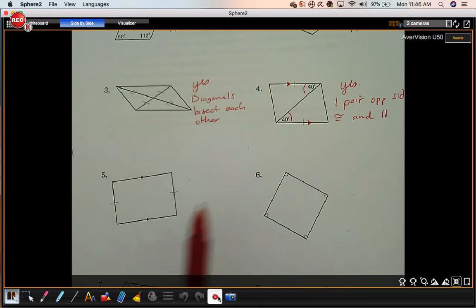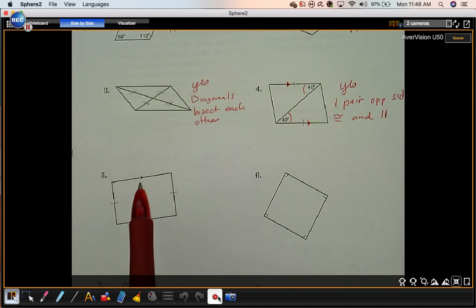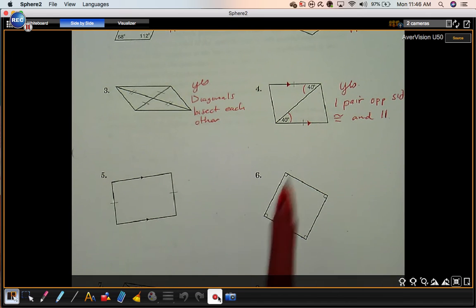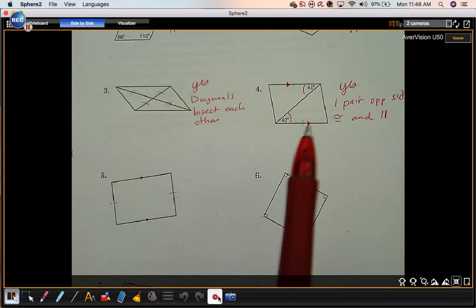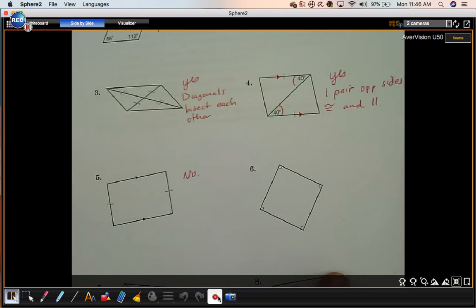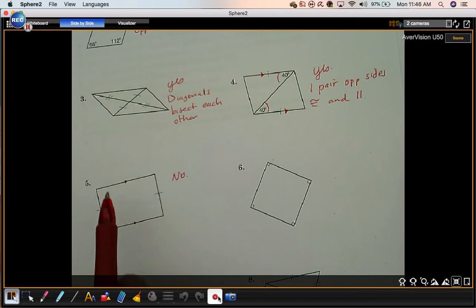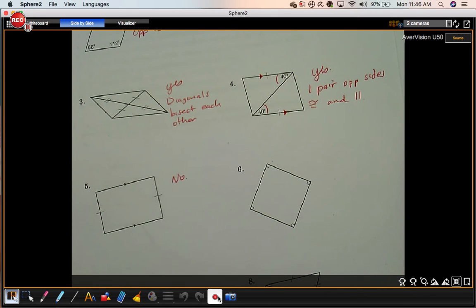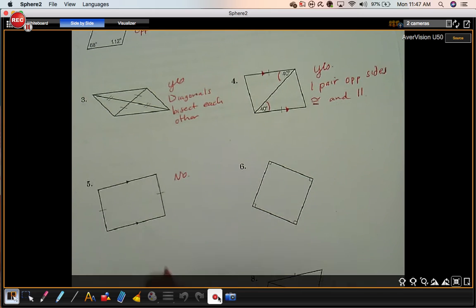Number 5, same kind of thing happening here that we have in number 4. We have parallel sides, we have congruent sides, but notice how it's not the same pair of opposite sides. So this is no. It could be a parallelogram if we knew more information. We can't prove it's a parallelogram. That's why I don't like saying yes or no, because this still could be a parallelogram.